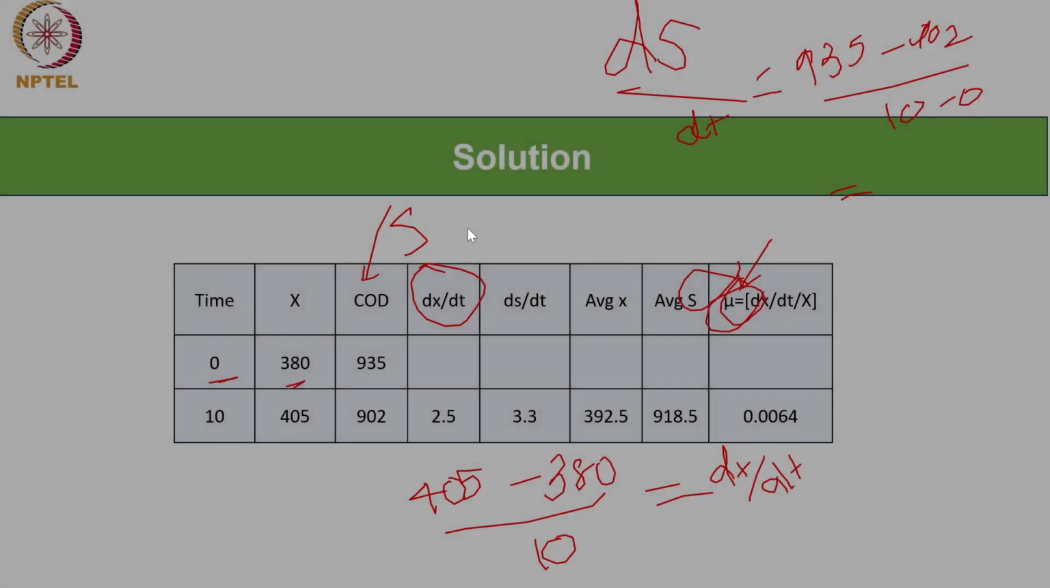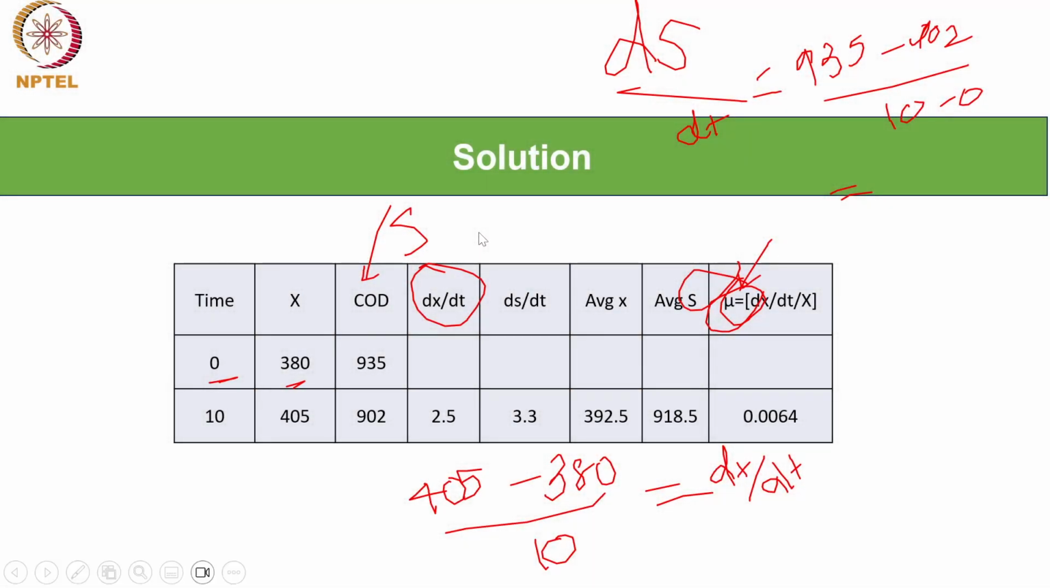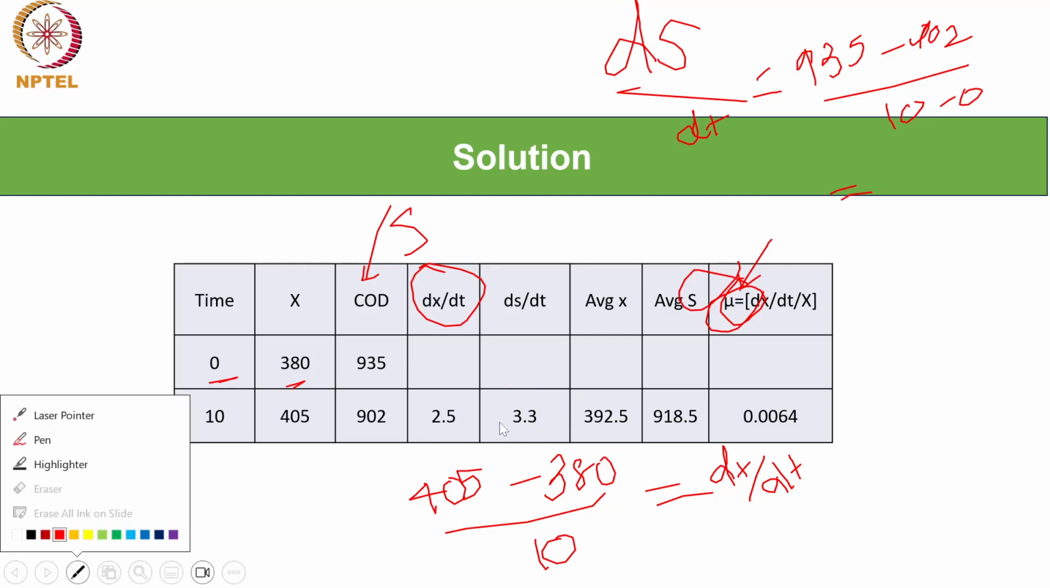Ma'am, it's 43.3. How will you get 43.3? 935 minus 502, right? It is 902. See here, 935 minus 902 divided by 10. 3.3. It is correct. So this is 3.3.